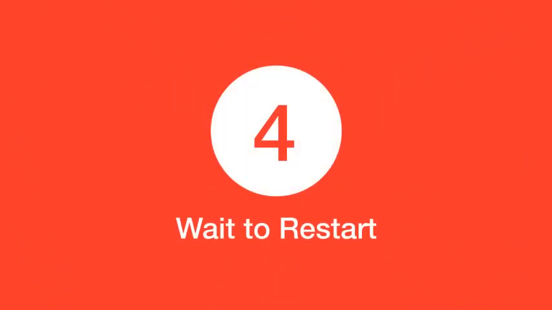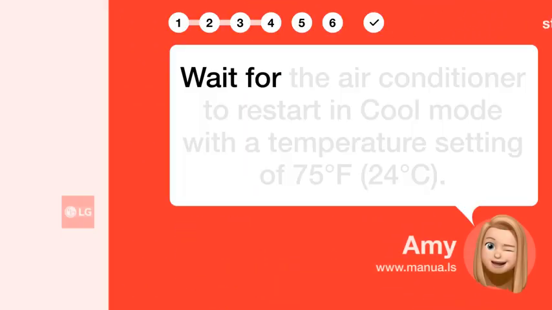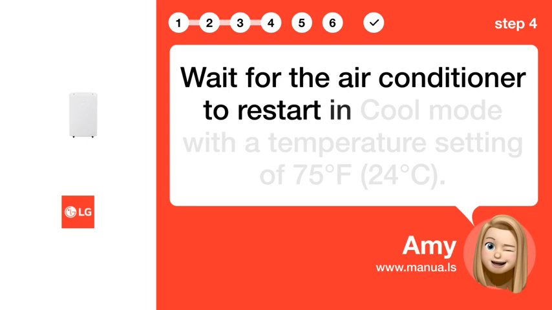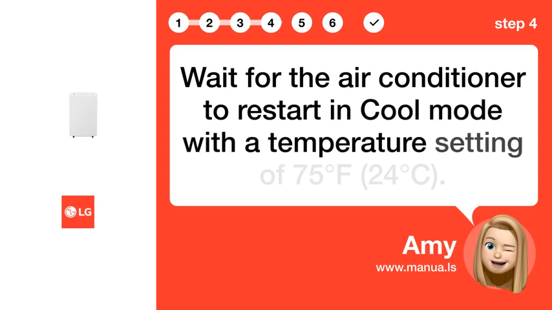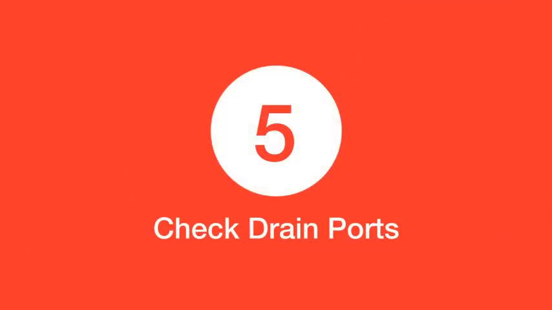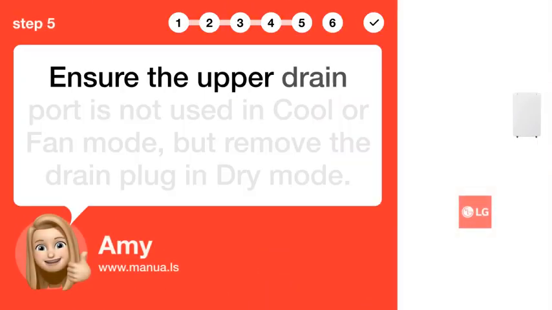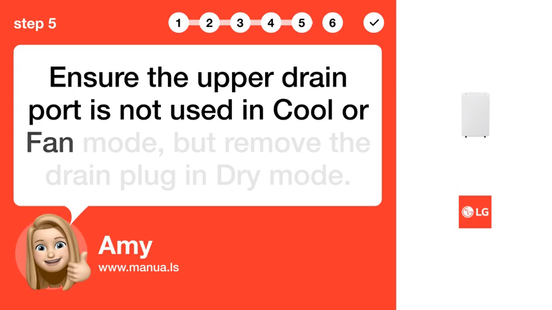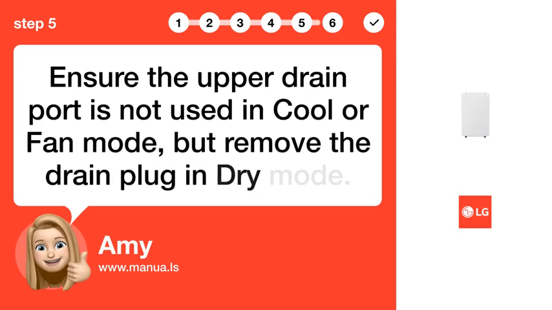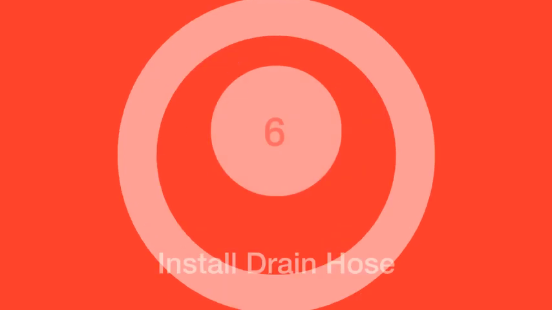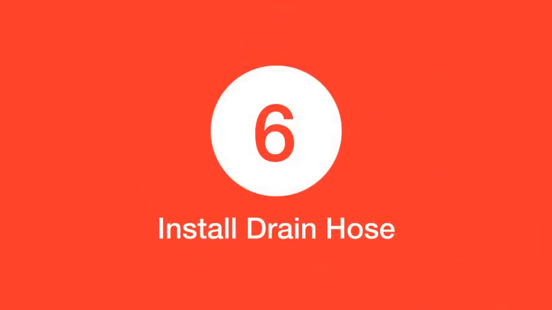Step 4. Wait to restart. Wait for the air conditioner to restart in cool mode with a temperature setting of 75°F, 24°C. Step 5. Check drain ports. Ensure the upper drain port is not used in cool or fan mode, but remove the drain plug in dry mode. Step 6. Install drain hose.